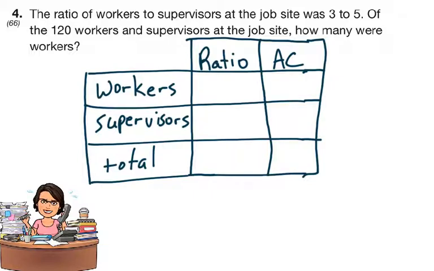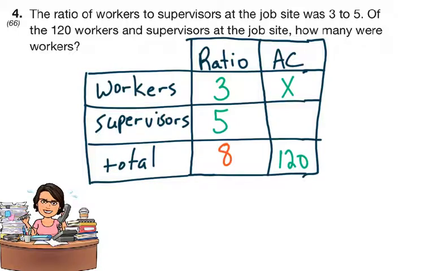So it's workers to supervisors, and then 3 to 5, so you have to do it in the same order. Of the 120 workers and supervisors, that means both workers and supervisors, there's 120 of them, how many were workers? So X goes right here. Now to find your total ratio, all you need to do is add 3 and 5 together, and that's going to give you 8. And then we don't need to know how many supervisors, so don't worry about that box.